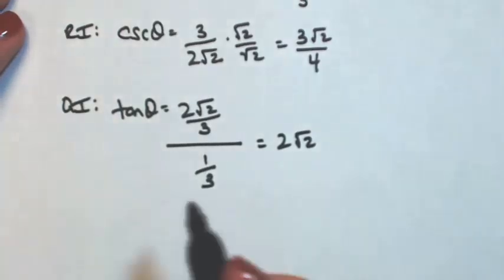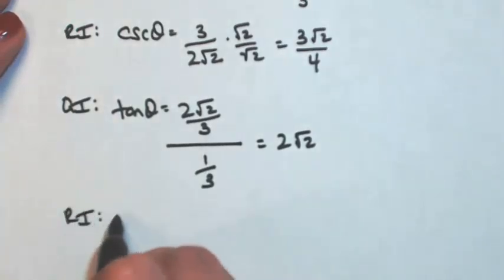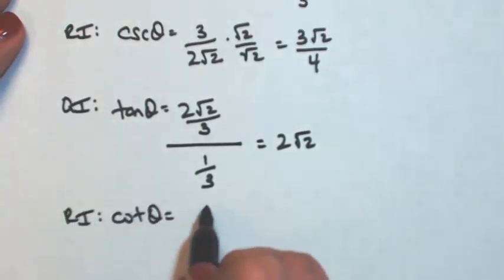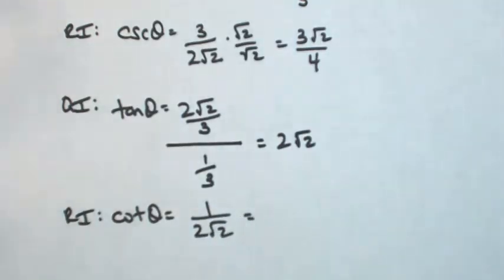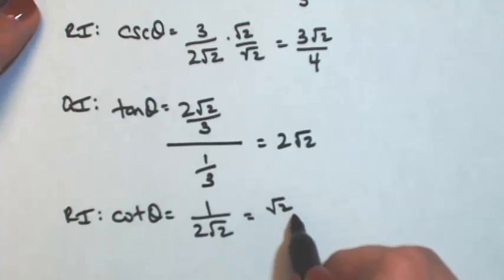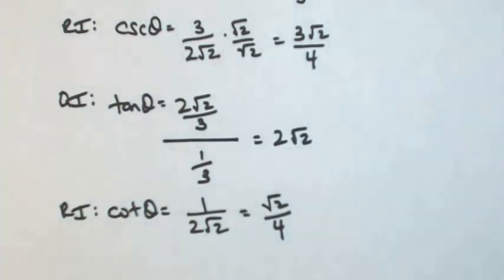If I know tangent, then I know cotangent. This is a reciprocal. So taking the reciprocal of tangent and rationalizing. Okay, so there's all 6 trig functions of theta. Seems like a lot of work.